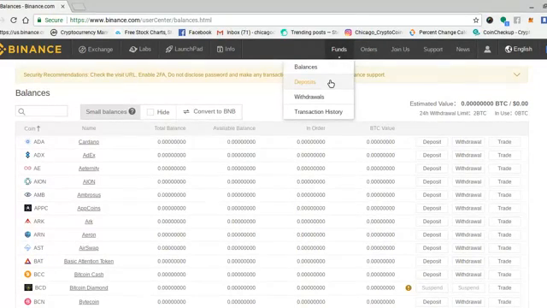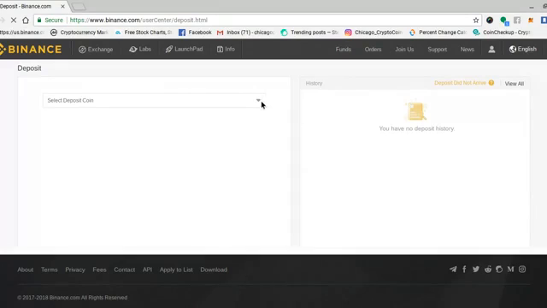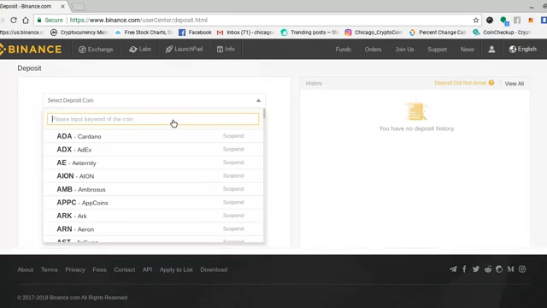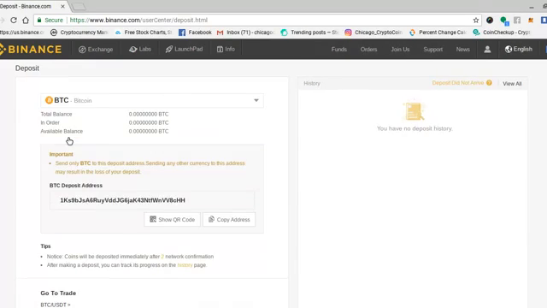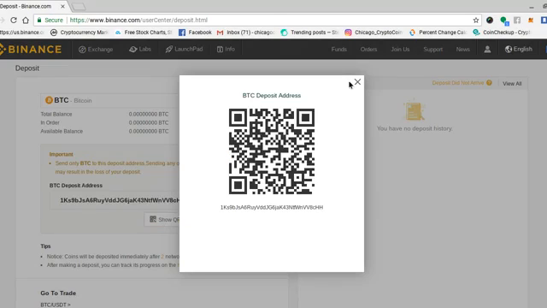Also under the funds, you have your deposits, which will be a recorded ledger of the deposits that you have made. You will be able to select the coin that you want to look at the history as well as make deposits. So let's see, if we wanted to deposit Bitcoin, we would type in the ticker of BTC. We would go to Bitcoin. And as you can see, you have the wallet address right here. You can also show the QR code and scan if you're using another device to send the funds from.